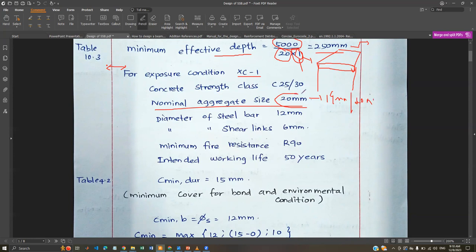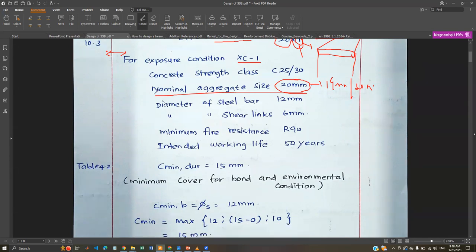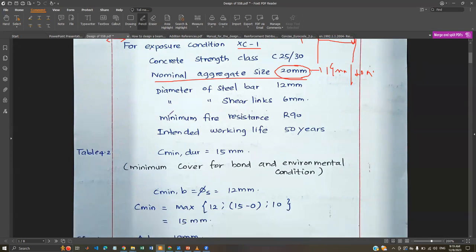I am taking this assumption. You will understand why I consider this when we perform the design. So just make the cover calculation, right? You already know that.